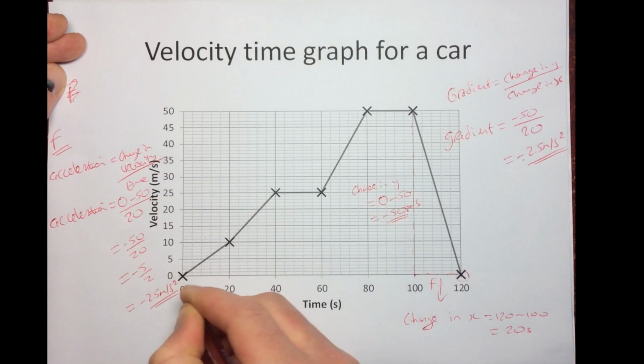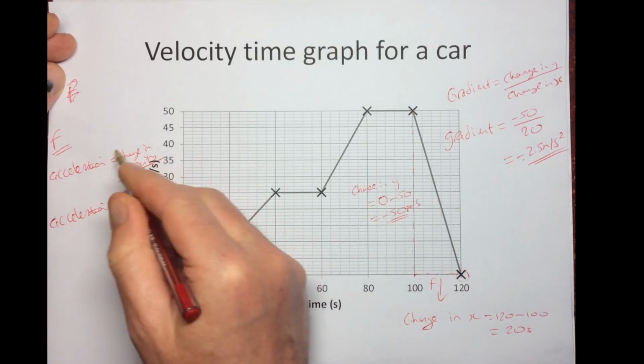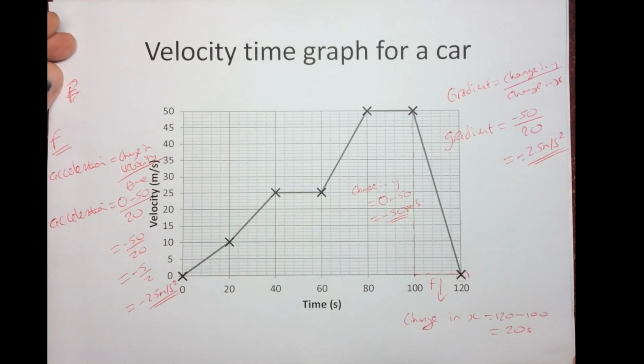per second squared. So either way you do it, either using that equation or the gradient method, it gives you the same answer. Okay, so that's gradients on velocity time graphs.